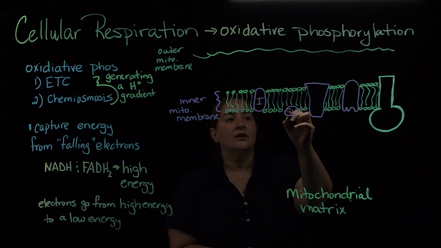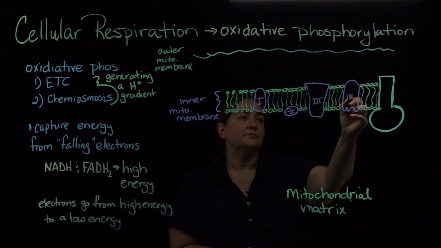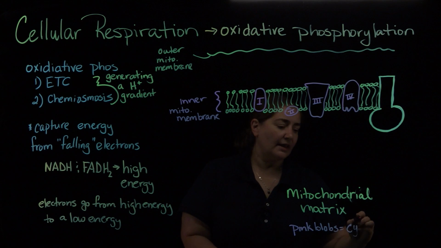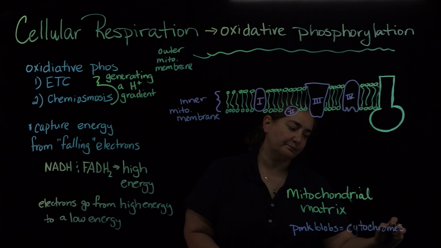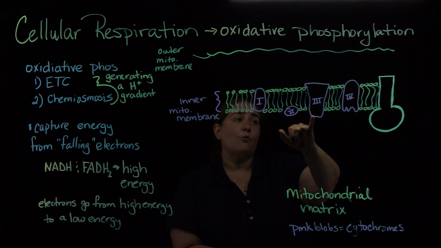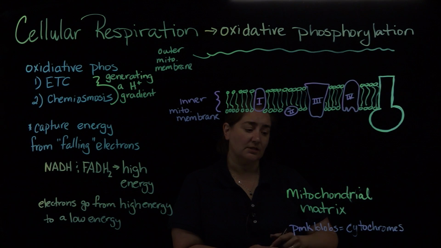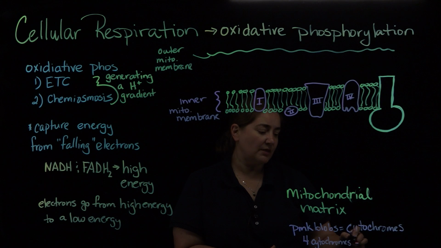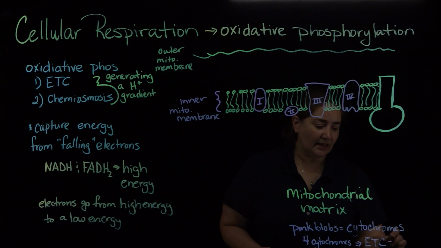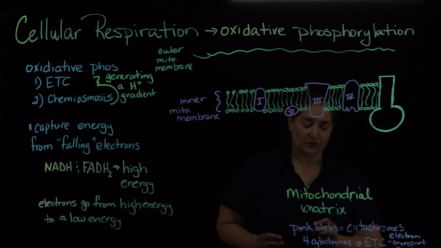If you notice, I've got some pink blobs drawn in the inner mitochondrial membrane. These pink blobs are cytochromes. I have in the PowerPoints the names of each of the cytochromes. What I'm concerned that you know is there are 4 cytochromes here in the inner mitochondrial membrane, and those 4 cytochromes constitute our electron transport chain, which I've been abbreviating ETC. I'll write it out: this is our electron transport chain.